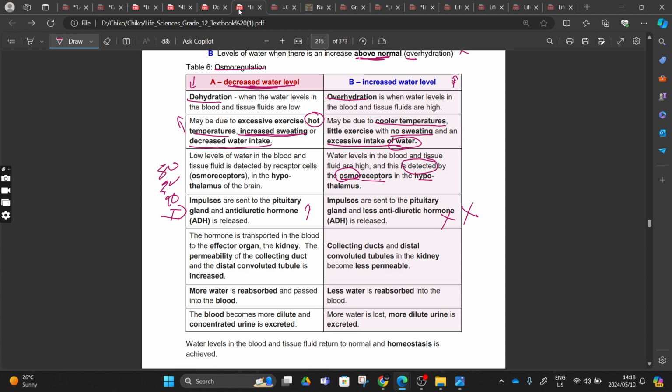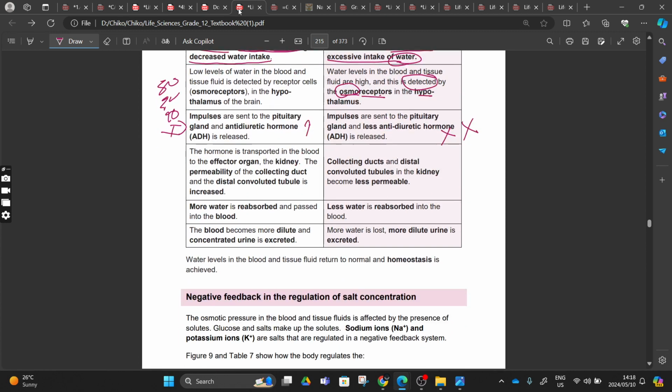So from there, the collecting duct or the tubules, here we can see if we have more ADH, the collecting duct increases, right? The absorption, and then the permeability becomes less. So here we are closing those doors, here we are opening them, right? And with this one we will be closing them this side. So more water is reabsorbed and passed into the blood, and then less water is reabsorbed into the blood.